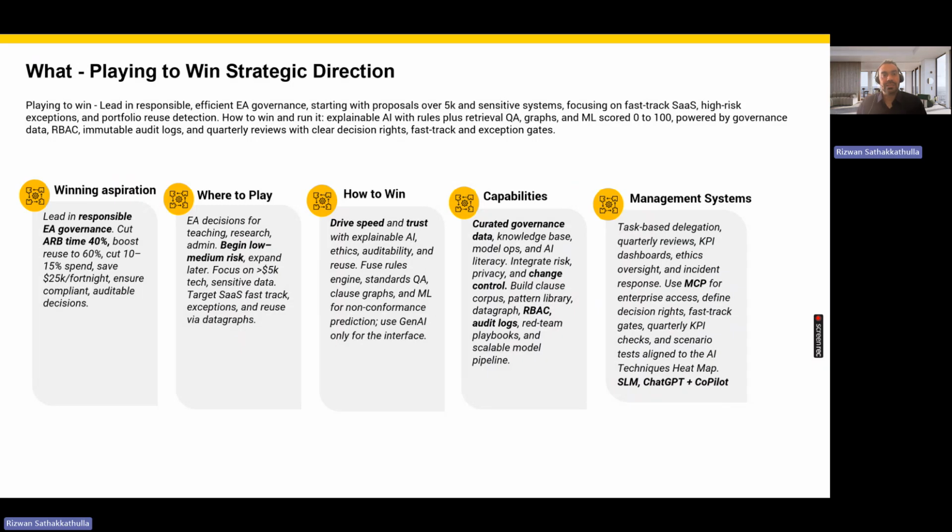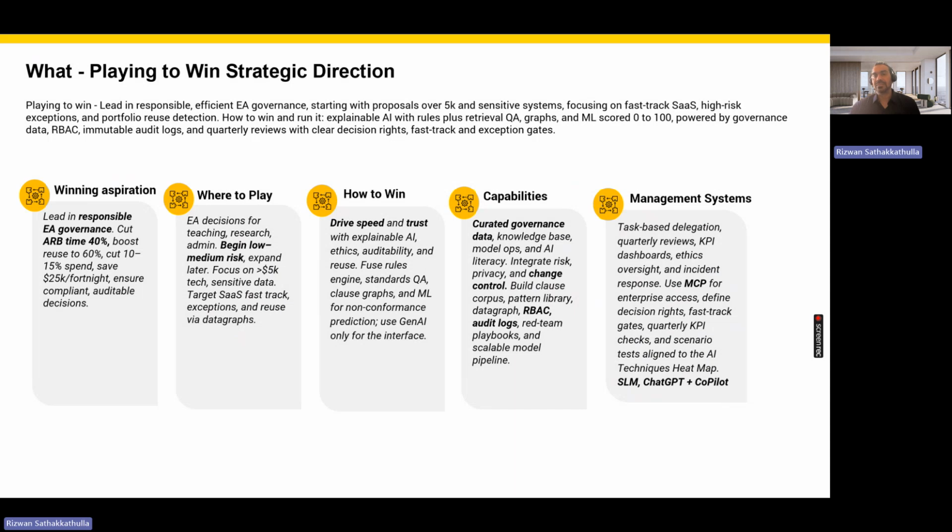The next one is where to play. We want to start off with the low-hanging fruit, which is low-risk submissions, and then move on to medium risk, so that it goes as a phased approach. How to win? We want to build trust and enhance the speed. Capabilities: we want to develop role-based audit logs and curate the data. Those are the capabilities we want to build.